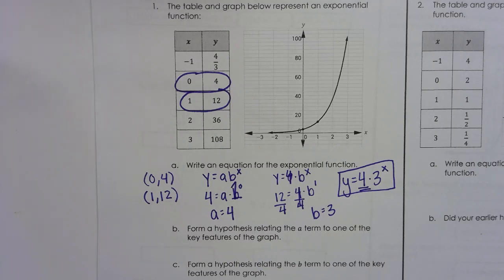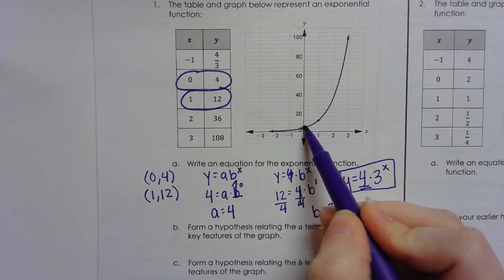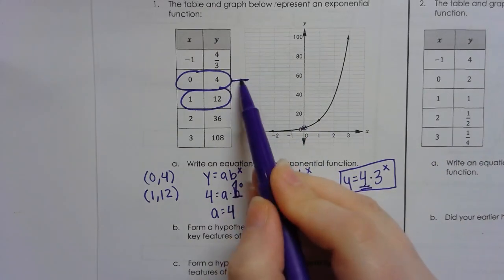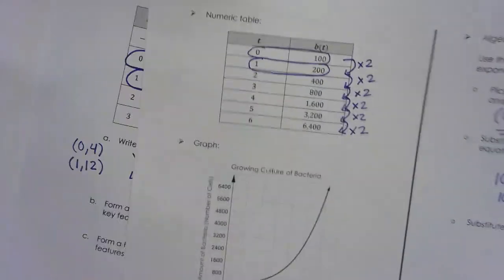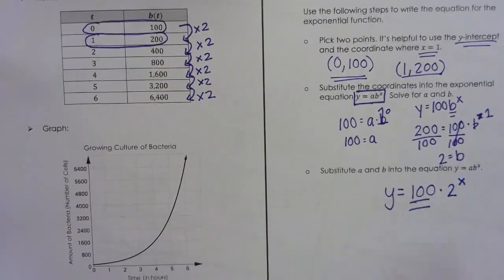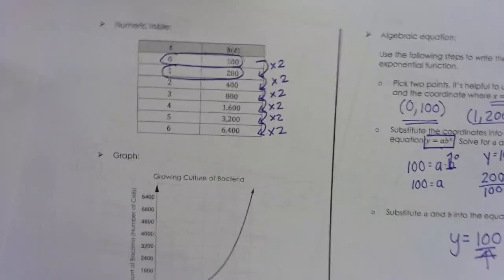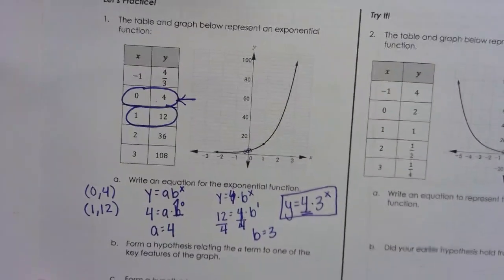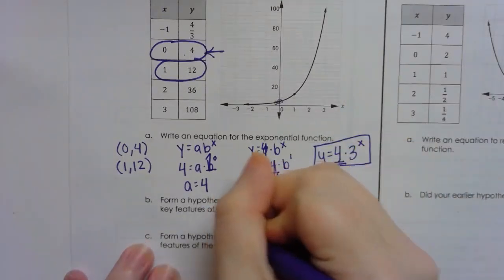Okay, so the A term does represent the y-intercept. Hopefully we were able to see that. Here the y-intercept was 4. You can see that here, not clearly, but you could definitely see it here, (0, 4). And then on this table, the A term was 100. So was my y-intercept in the table, or the value where x equals 0. That's what the y-intercept means. So the A term is the y-intercept.